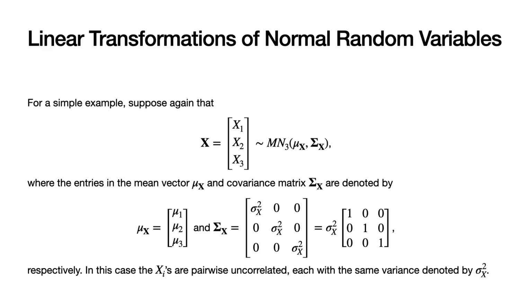Now again, we can rewrite this by factoring out the sigma squared sub x, and so this is equal to sigma squared sub x times the 3×3 identity matrix. So in this case, the x's are pairwise uncorrelated, each with the same variance, which is denoted by sigma squared sub x.